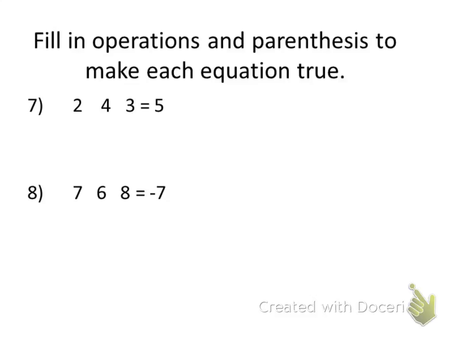A 2 with a space, a 4 with a space, a 3 equals 5. The directions say to fill in operations in parentheses to make the equation true. So I want to add things like addition signs, multiplication signs, parentheses, things like that in order to make these three numbers equal 5 when I follow the order of operations. Any ideas?